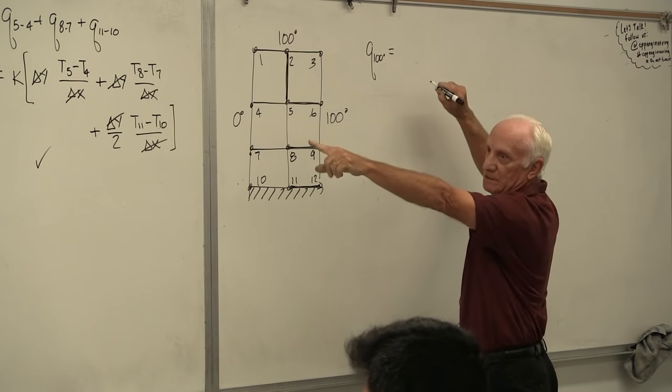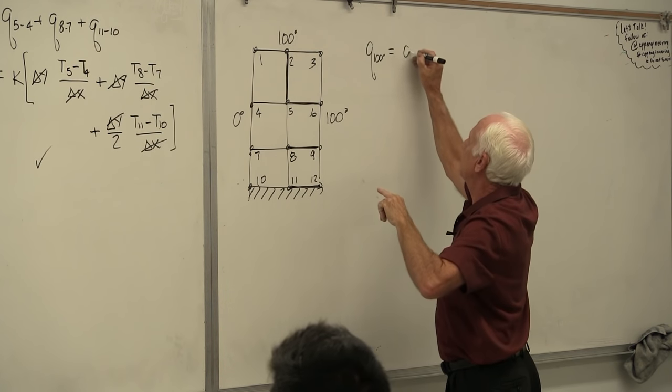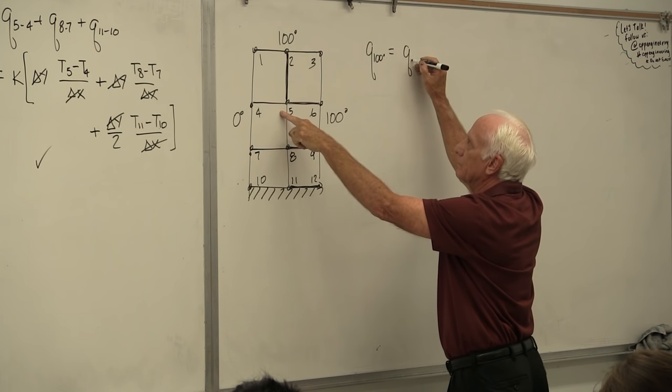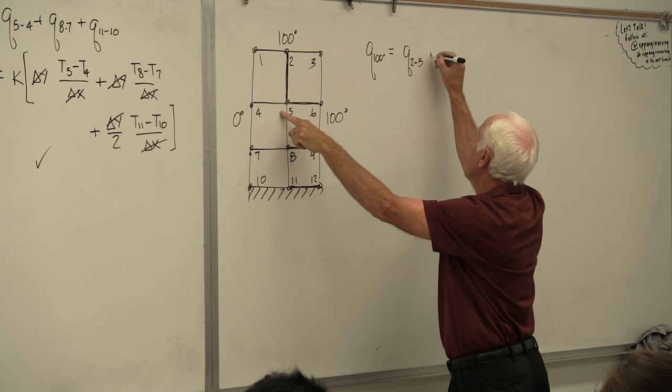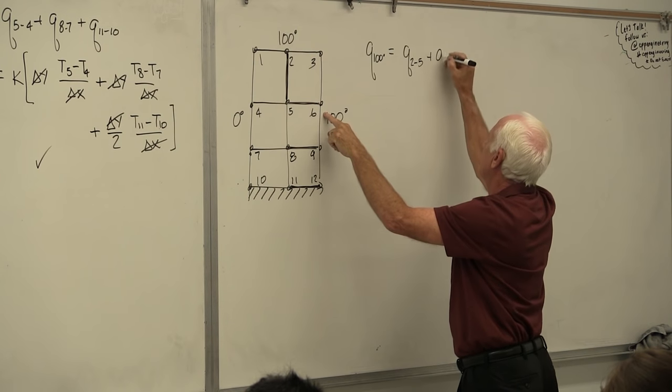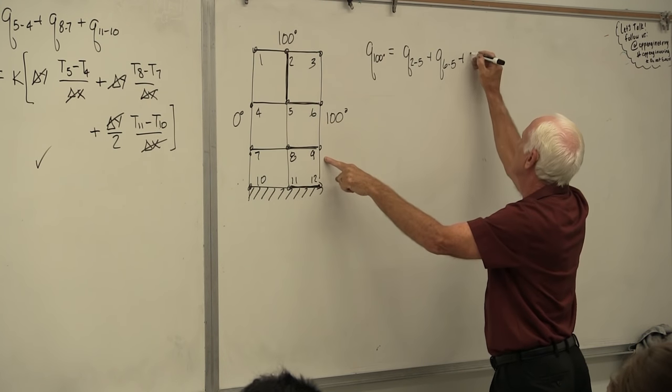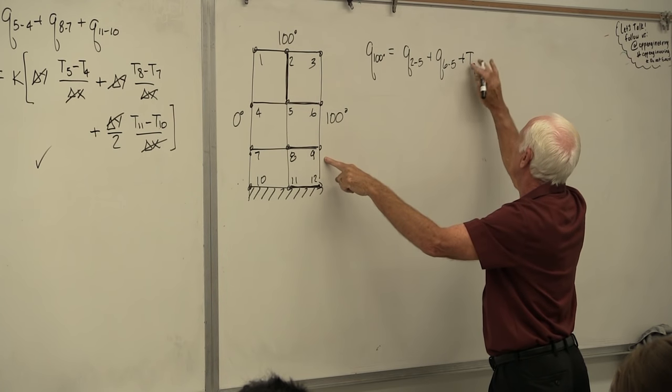Okay, same as before. Q, hot temperature T2, cold temperature T5, 2 to 5. 6 to 5, 9 to 8 of Q.